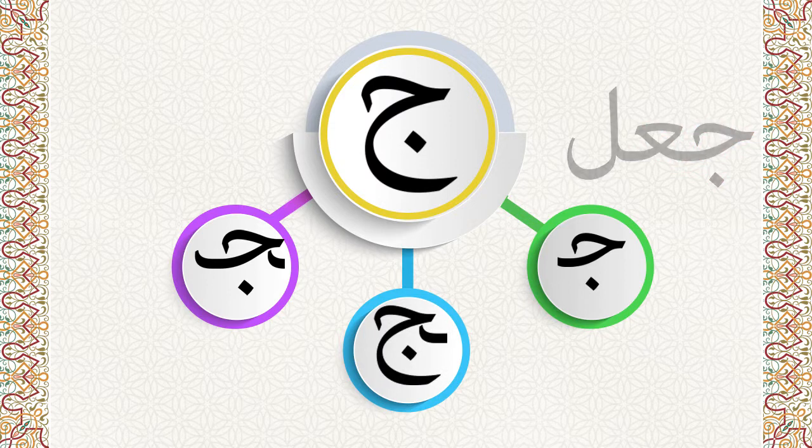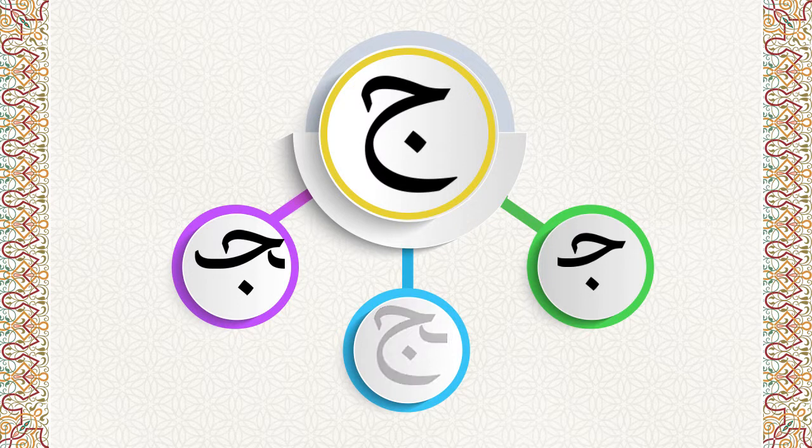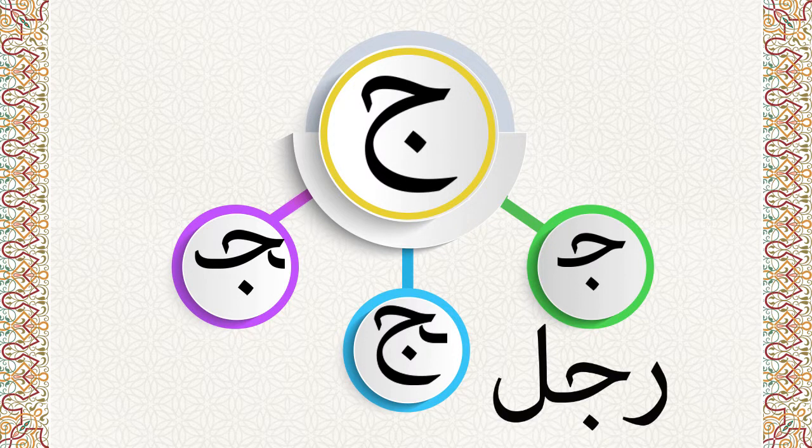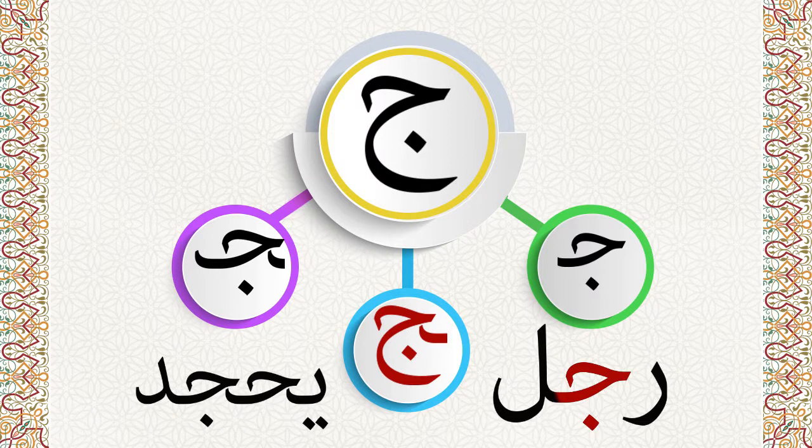Second is the shape of Jim in the middle of the letter. There are two kinds of Jim used in the middle of the letter. First one, example: Rajulun. Second shape and second example from the Holy Quran: Yajhadu. These two shapes of Jim are used in the middle of the letter.